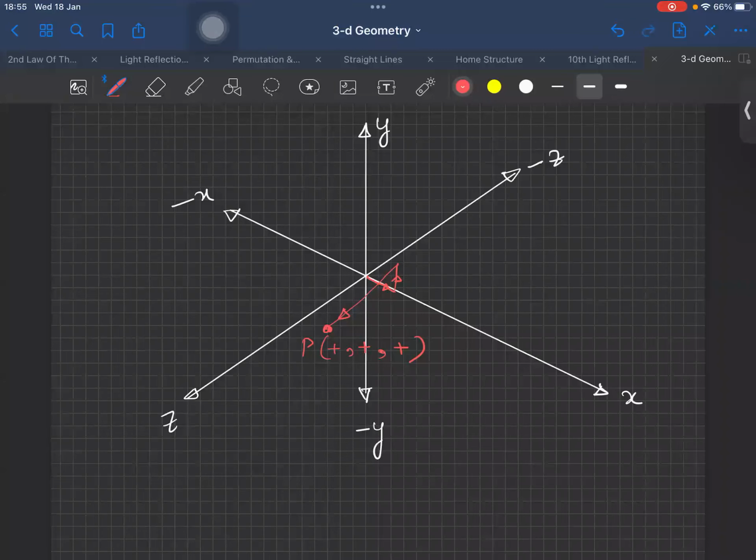Got it? So which will be second octant? In second octant, X is negative. That means we have to come somewhere around here. Let's say the image of point P on this line. So let's say P dash. So P dash will be negative, positive, positive. This is our second octant.